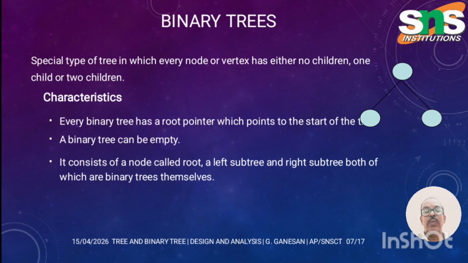So what are the main characteristics of a binary tree? All binary trees have a root pointer at the top. So the binary tree starts from the top. No binary tree can be empty, so at least one node is there. It's compulsory. Already we know that the top node is called the root node. The remaining nodes are called subtrees or children of the root node.